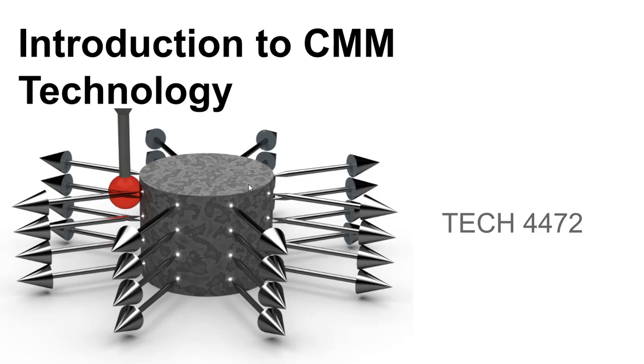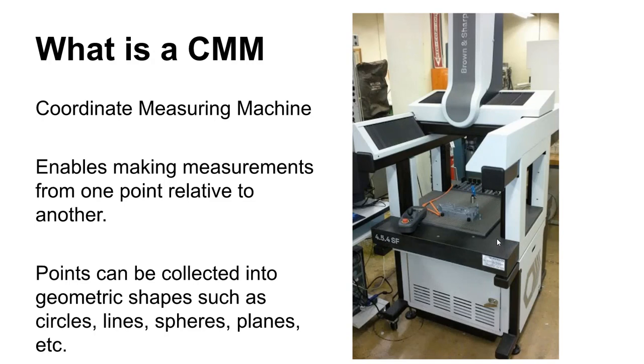All right, we'll have a look at CMMs, or coordinate measuring machines. So this is an example of a CMM. This is one of the CMMs that we have in the metrology lab. So what is this thing? It's a coordinate measuring machine, and you notice how it kind of looks like you've got X, Y, and Z axes of motion here, which you do.